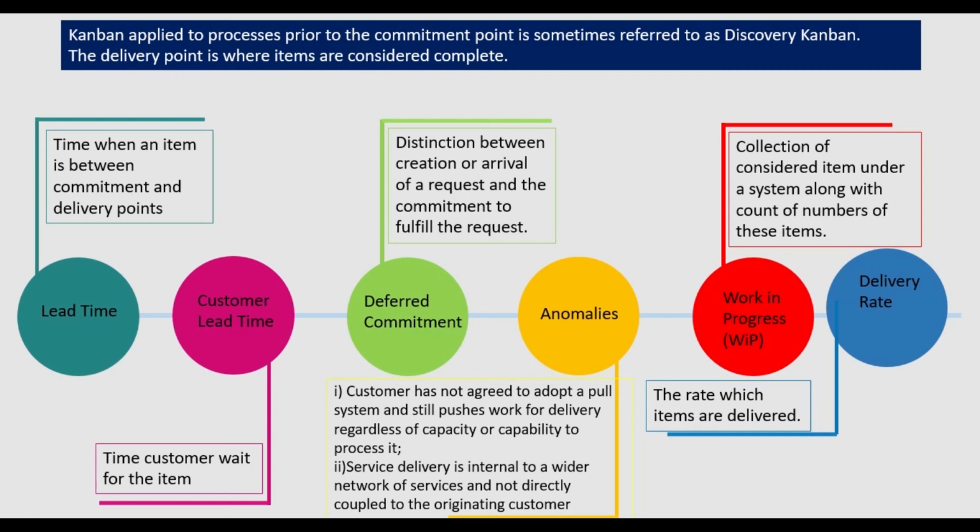Third is work in progress. Work in progress is a collection of considered items under a system along with a count of the number of these items. Last is delivery rate. This is the rate at which items are delivered.